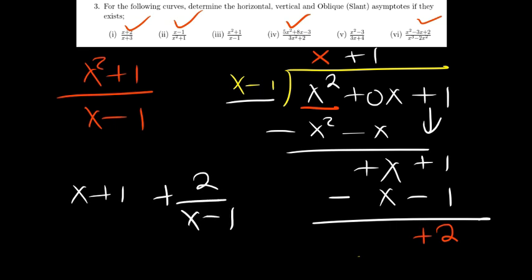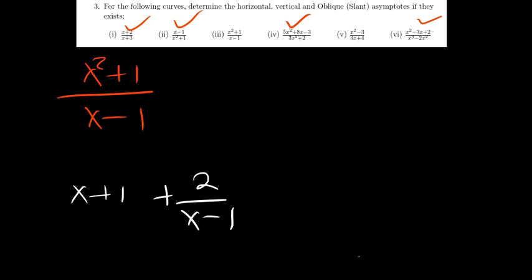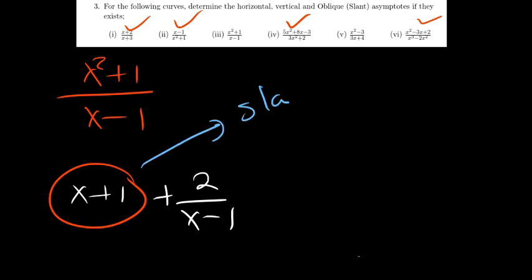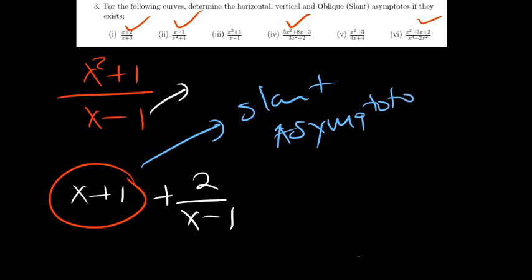So therefore, what has this told us? This tells us that what we have here, the quotient, is the equation of the slant asymptote. Okay, that's a linear, that's a line. And then, of course, the vertical asymptote is still going to be found in the same way by equating the denominator to 0. So we find that x is equal to 1 for the vertical asymptote. Simple and straightforward, right?